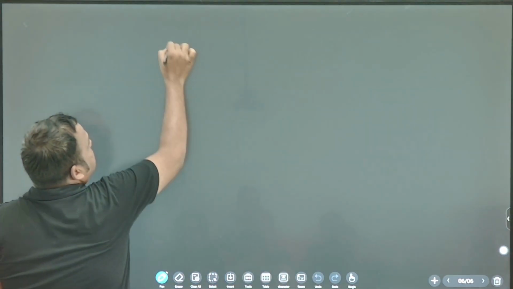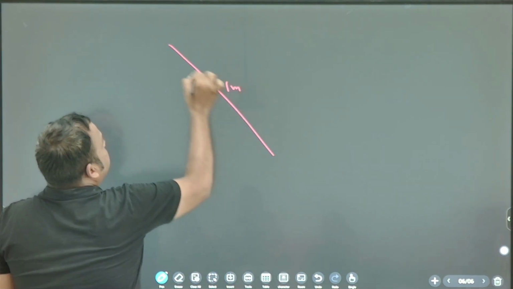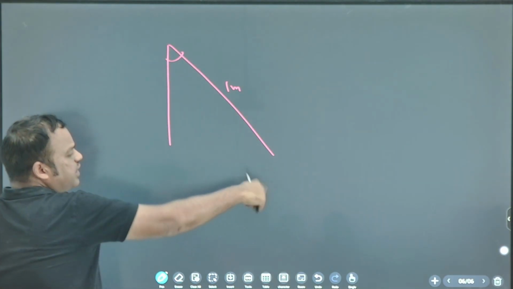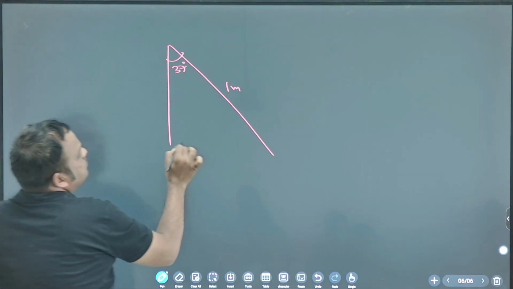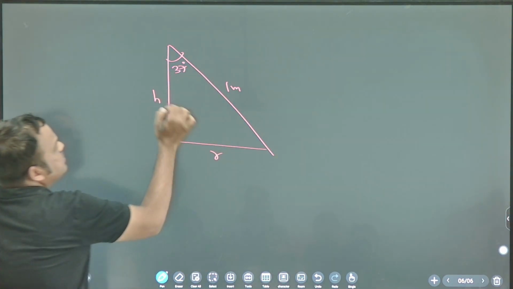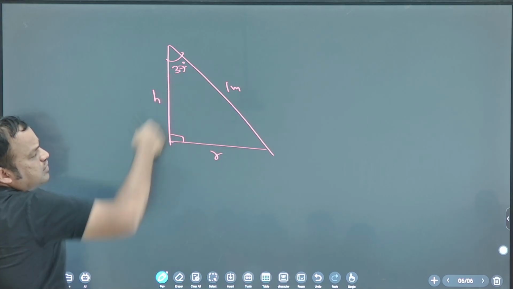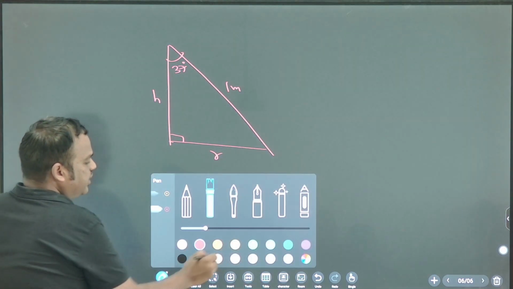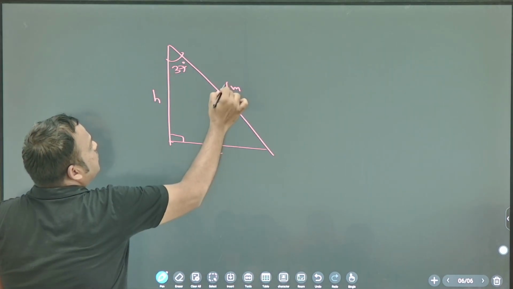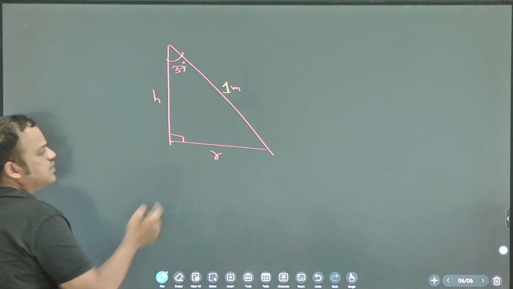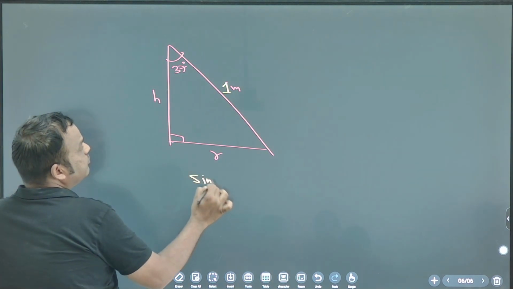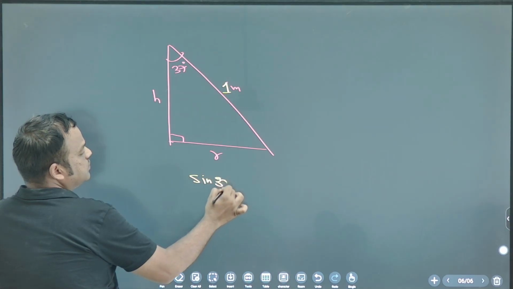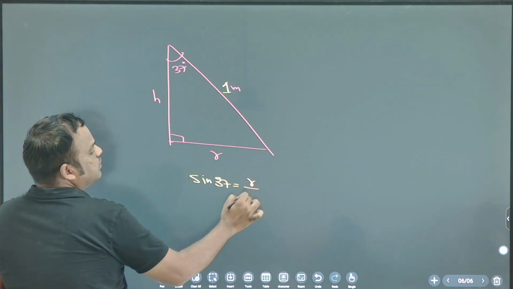First you calculate. Suppose this is 1 meter. I'm coming back just. So this is 37 degree. Now calculate the radius. What is the radius? L is equal to 1 meter. Tell me, what is the radius? What is the formula for sin theta? Sin theta is r by L.